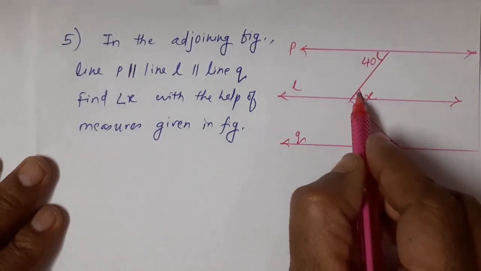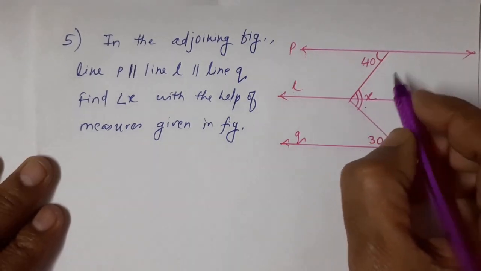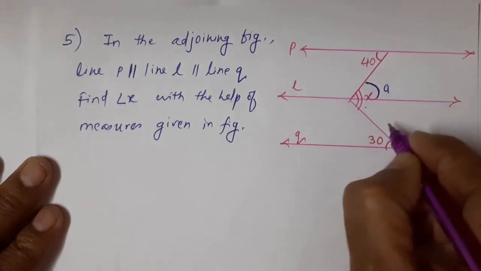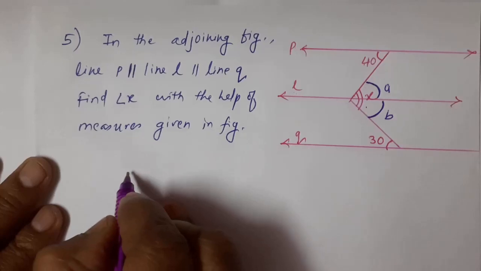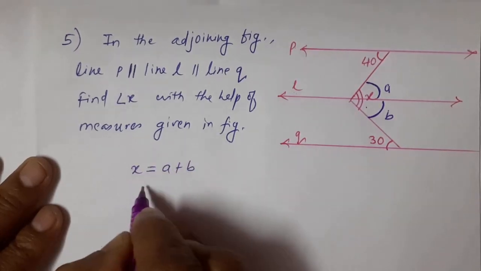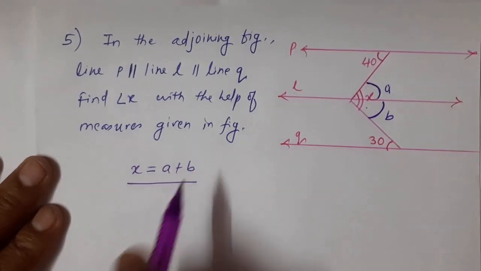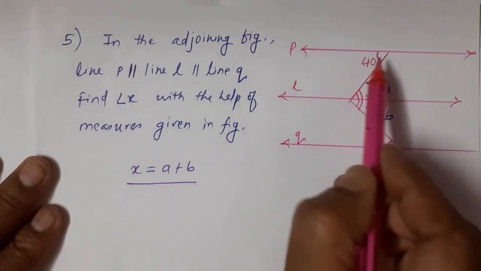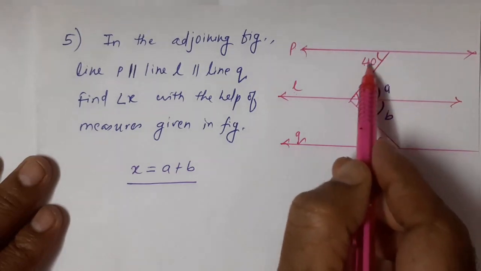Here I am considering this angle as x. I am dividing this angle x: suppose this is the angle I am considering as A, and this is the angle I am considering as B. So I am considering x is equal to A plus B. You know that this is 40 degrees. That's why what is the measure of A? It is also 40 degrees.